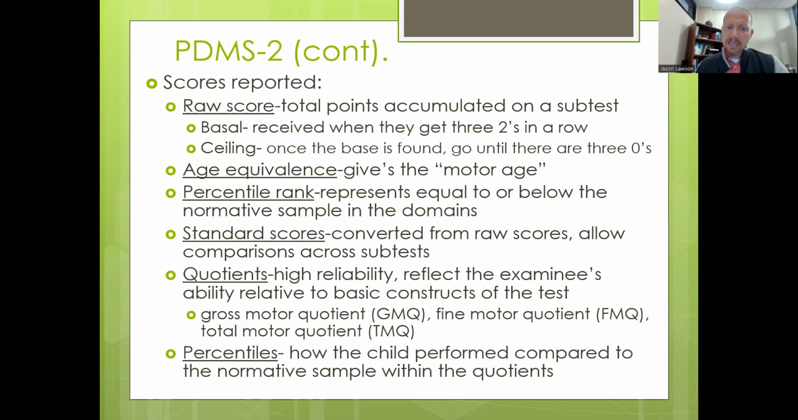Percentiles, or overall percentiles, are a little different than percentile ranks. The percentiles show how that child has performed compared to the normative sample within those quotients. For the raw scores and standard scores, you get the age equivalence and percentile rank. Then when you figure out the quotients, they have an overall percentile score for each of the quotients.